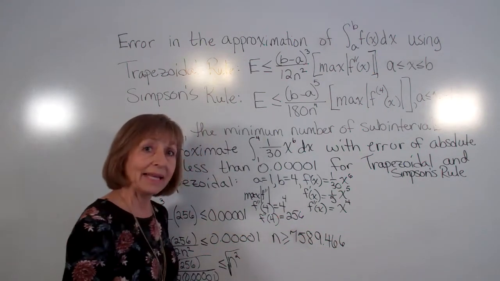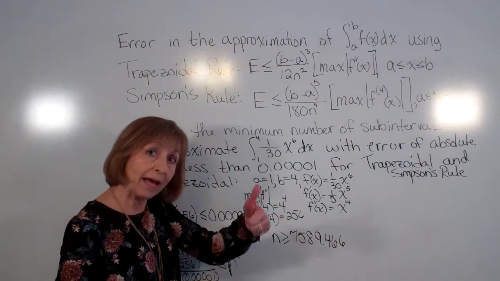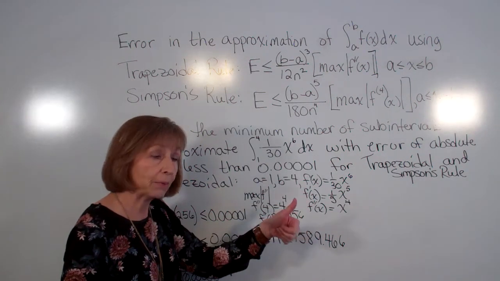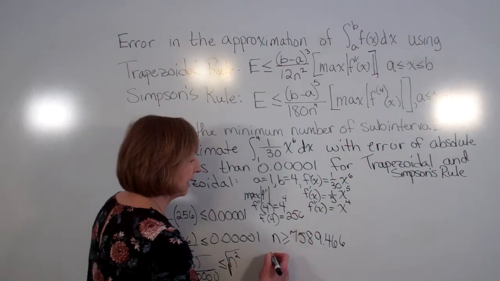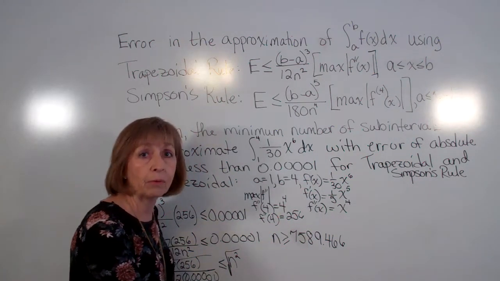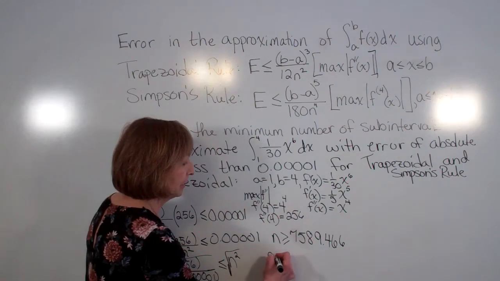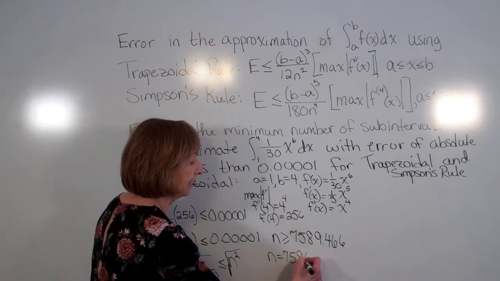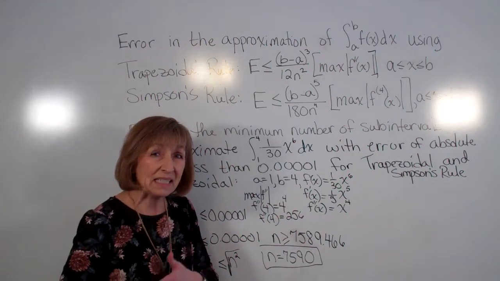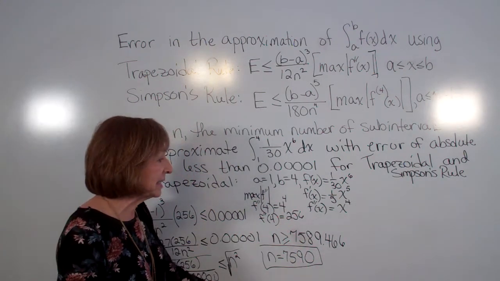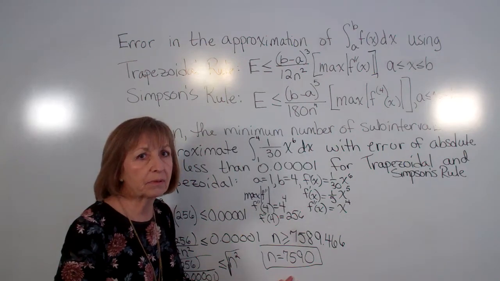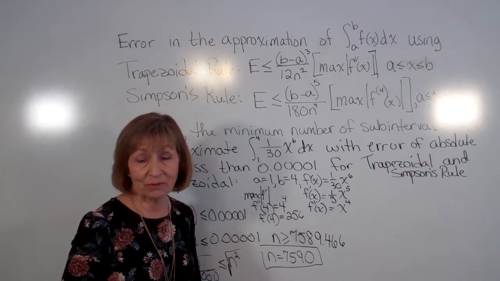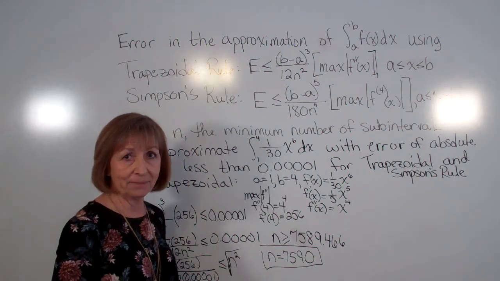So n is greater than or equal to 7,589.466, but n has to be a whole number and you have to round up. Even with this being a 4, I need to round up because my n has to be a whole number, and if I go down I won't meet my requirement. So take n equal to 7,590. We would need to cut it up into that many places. It would be a computer program that we would want to run to find our approximation with the trapezoidal rule with that size of an n.